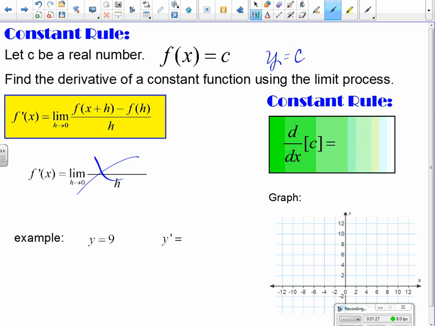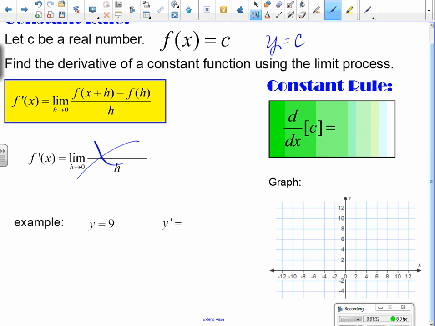If I did the derivative of a constant, well, let's just say, let's practice with y equals 9 as an example. So if I graphed y equals 9, we're talking about a horizontal line at a height of 9, right? So I get this horizontal line at 9. This will be y equals 9. And I'm looking for the derivative of this function. Well, what slope is this line? Well, it's a horizontal line, so obviously the slope is 0, which means that y prime is 0.